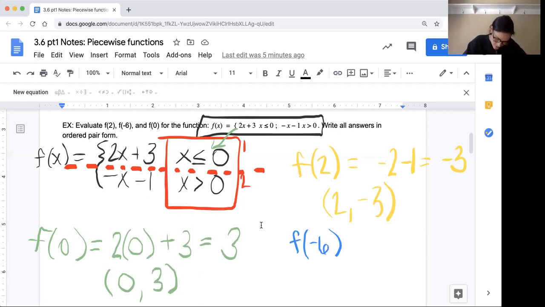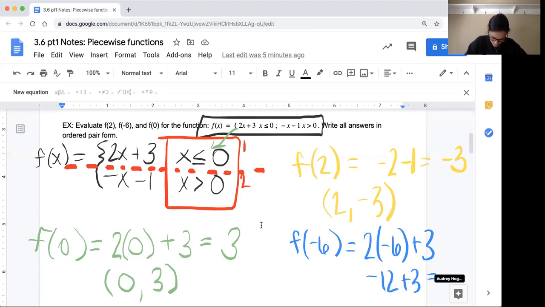So f of negative 6 is going to fall into the domain of this top guy, right? X is less than or equal to 0. Negative 6 is less than or equal to 0. So if I plug in negative 6, I'm going to get 2 times negative 6 plus 3, which is equal to negative 12 plus 3, which is equal to negative 9. And so my coordinate point here is going to be x is negative 6 and y is negative 9.